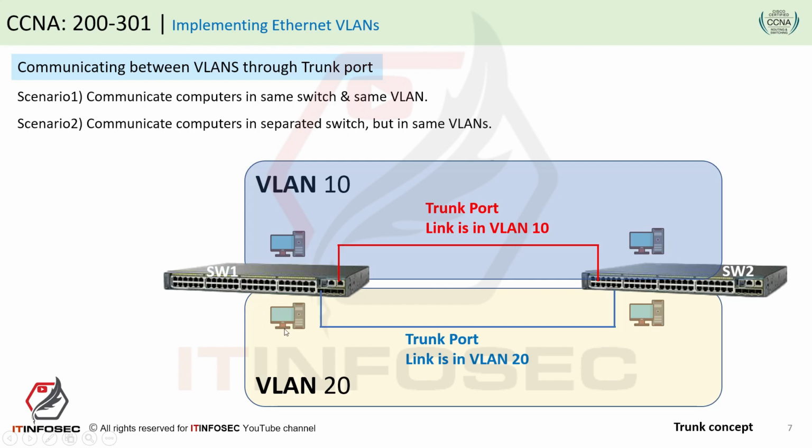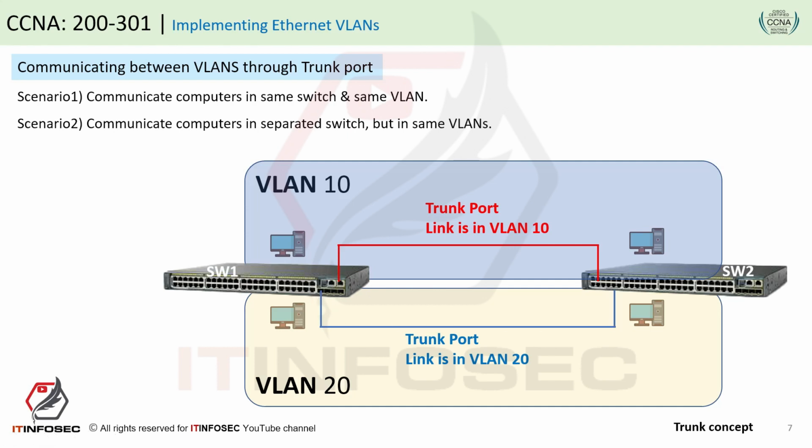In each switch, one computer is assigned to that VLAN: one computer assigned to VLAN 20 on SW1, and another computer assigned to VLAN 20 on the second switch. Because these two computers are assigned to VLAN 20, we need another trunk port between these switches, and we need to configure it to allow the traffic related to VLAN 20 to pass from one switch to the other.